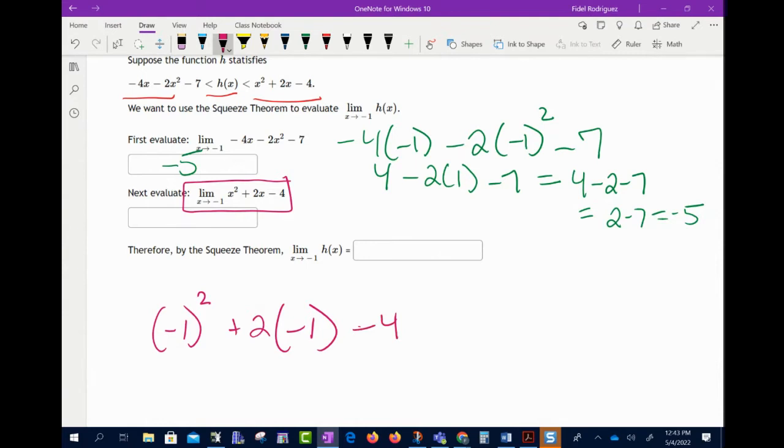Okay. So let's see. -1 squared is 1. 2 times -1 is a minus 2, minus 4. So this is 1 minus 6. This is also -5, isn't it?